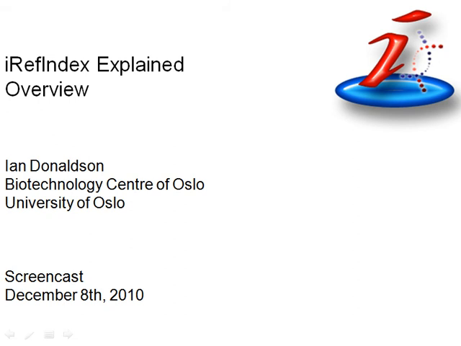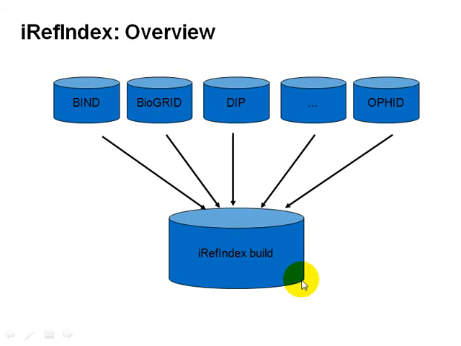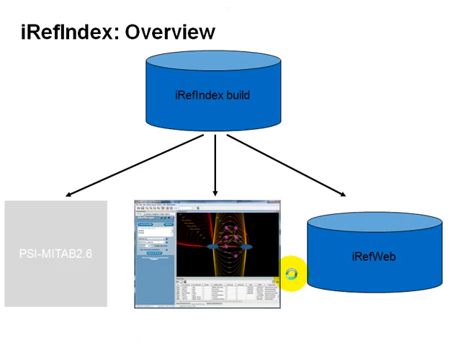I'm going to take you through a brief overview of iRefIndex and its related resources. In a nutshell, iRefIndex is a consolidation of about 10 different interaction databases focusing on protein-protein interactions. It takes these databases and consolidates them into an iRefIndex build database. In addition, it provides feedback to the source databases on problems that we experience during the build process.